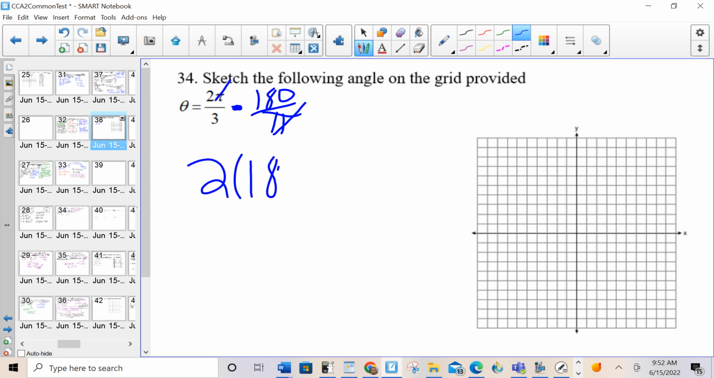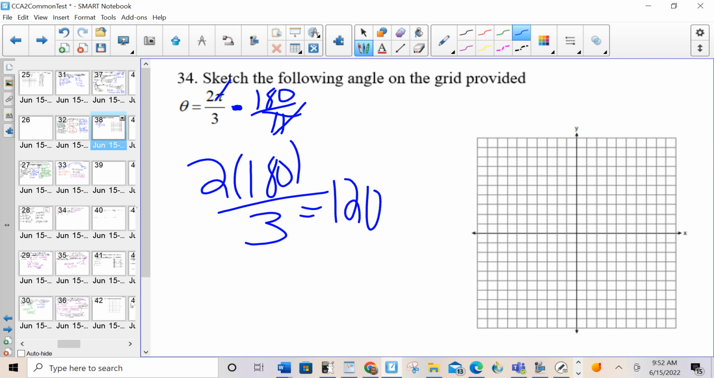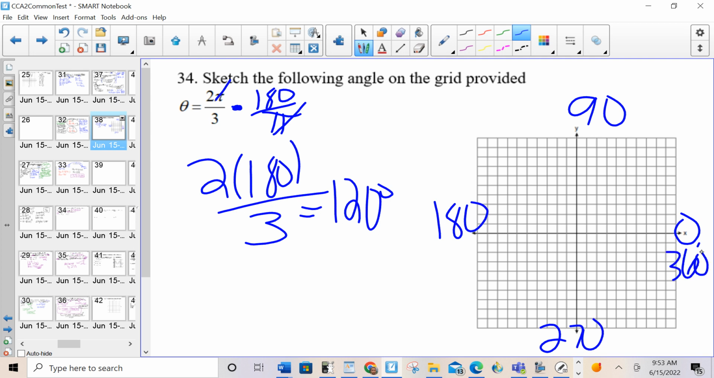I have 2 times 180 over 3. 2 times 180 over 3 is 120. Now that it's degrees, it's a lot easier. 0, 90, 180, 270, 360. 120 is between 90 and 180, in quadrant 2. There's your angle. If I asked for the reference angle, which is the acute angle formed with the x-axis, 180 minus 120 would be 60. I'm not asking for that here, but that's what you would do.